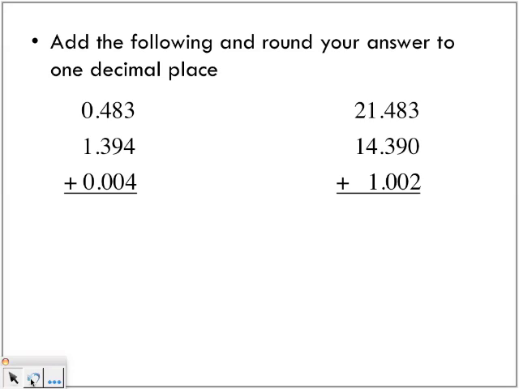Add the following and round your answer to 1 decimal place. So here, sometimes you might not be asked to just round a number. Sometimes you might be asked to actually solve the problem and then round it. So we have as follows: 0.483 plus 1.394 plus 0.004. Notice that when we're adding decimals, we want to line up our decimals. So, what does the answer become?